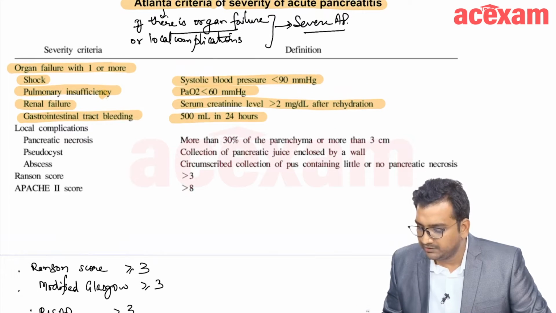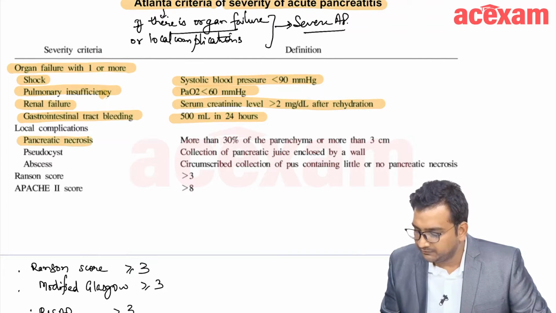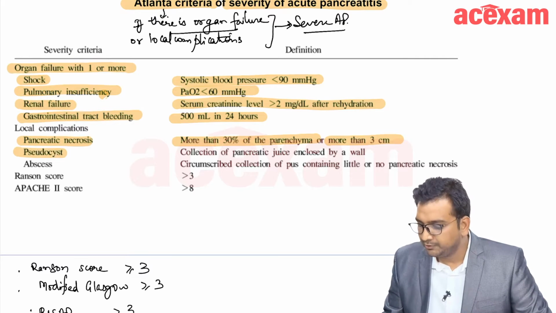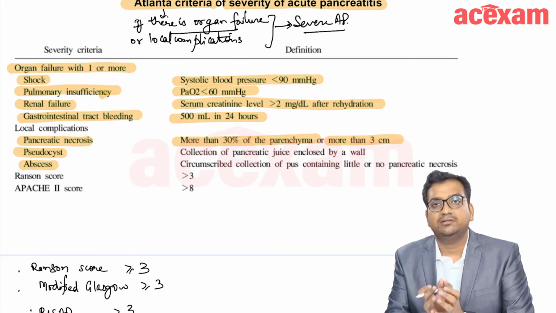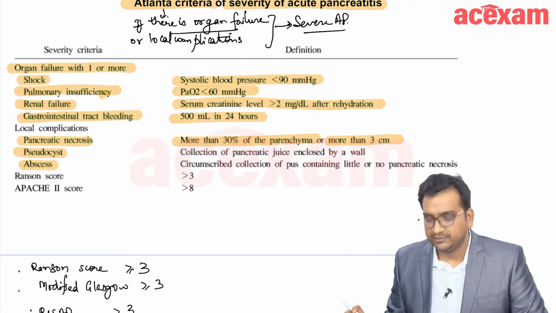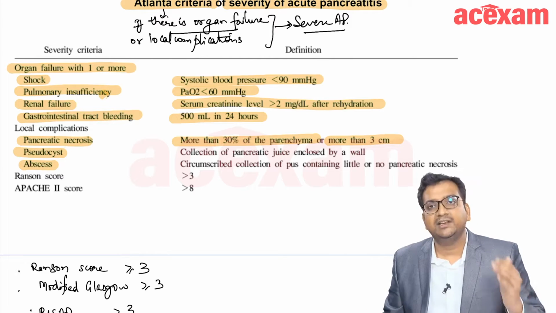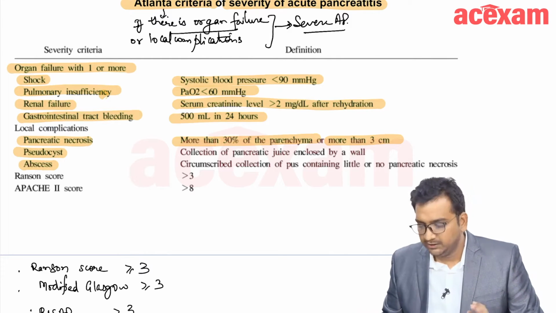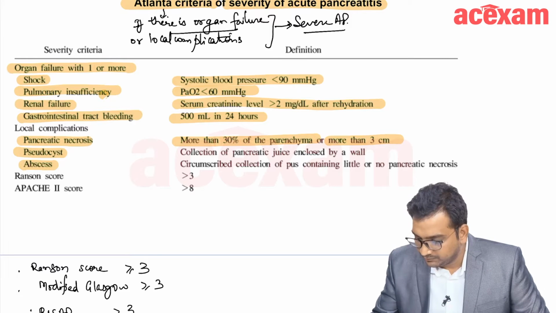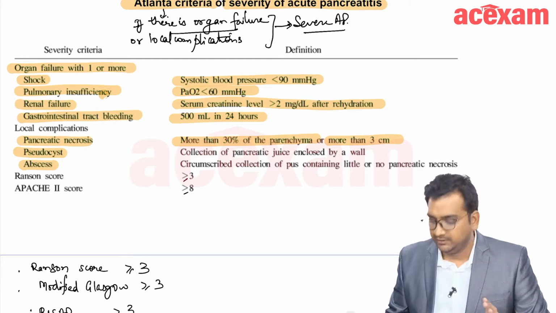Now there are local complications: pancreatic necrosis, if it is more than 30% of the pancreas or more than 3 centimeters, and development of a pseudocyst or abscess, that is an organized pus collection, a pancreatic abscess or pancreatic pseudocyst. Ransom criteria, if more than or equal to 3, or Apache 2 more than or equal to 8, is severe acute pancreatitis.